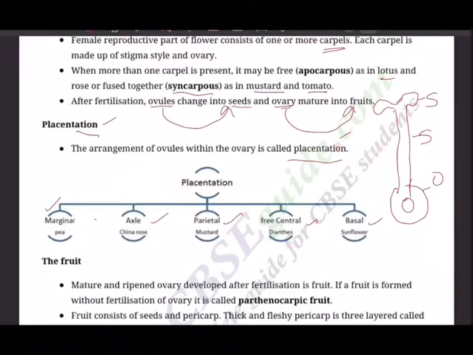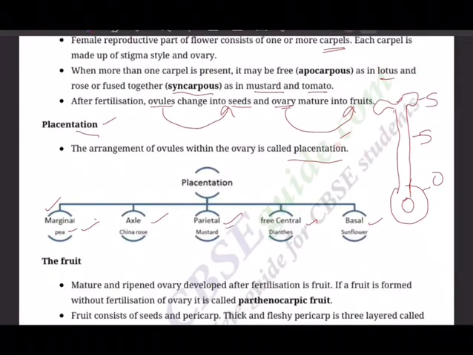Like first one, marginal placentation. The ovary in which the placenta forms a ridge along the ventral structure of the ovary and the ovules develop on two separate rows is known to have marginal placentation. This type of placentation is found in peas, botanic green peas. Second, parietal placentation. When the ovules develop on the inner walls of the ovary, it is said to have parietal placentation.